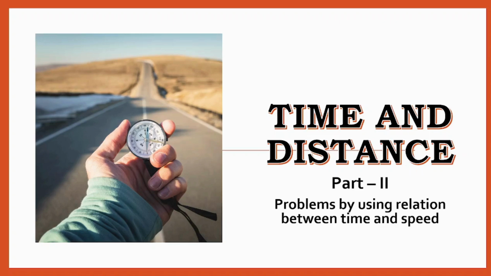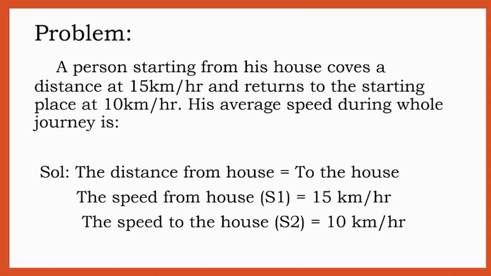In this video I am going to discuss the problems in time and distance by using the relation between time and speed, also the distance. So let us see the first problem. A person starting from his house covers a distance at 15 kilometers per hour and returns to the starting place at 10 kilometers per hour. What is his average speed during the whole journey?